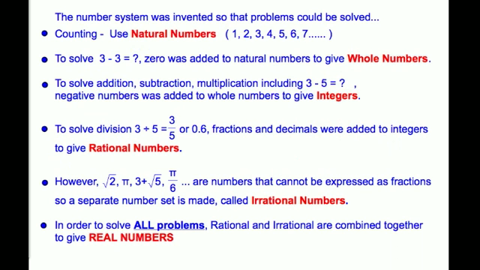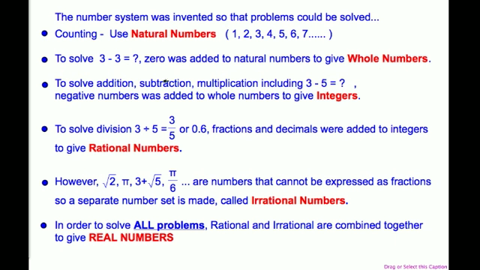We begin by looking at the number system. The number system was invented so that problems could be solved. To help us with counting, we use natural numbers, which start from 1, 2, 3, 4, 5, 6, 7, and so on. However, to solve 3 minus 3 equals 0, we need to include 0 into the set of natural numbers to give us a new set called whole numbers.